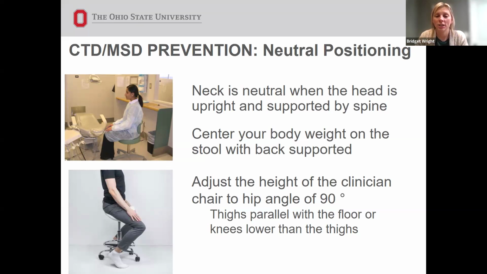You also want to adjust the chair to make sure that your hip is at a 90-degree angle and your thighs are parallel with the floor. Or as in that saddle chair seat, you can see that the knees are actually lower than the hips, and that's an appropriate seating position as well. You just would not want your knees to be higher than your hips, because then you're going to lose that circulation in the lower portion of your legs.